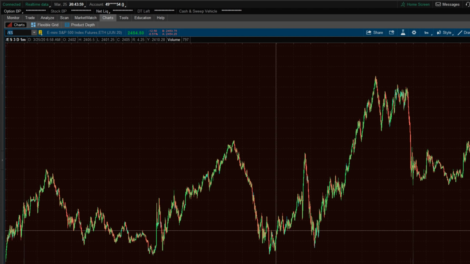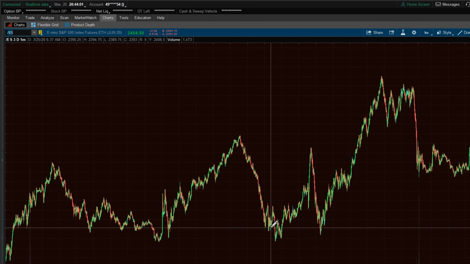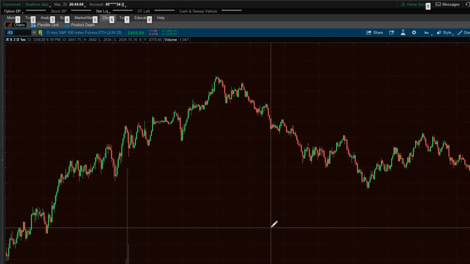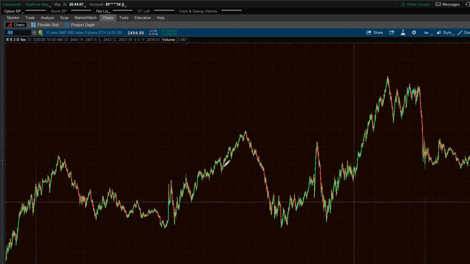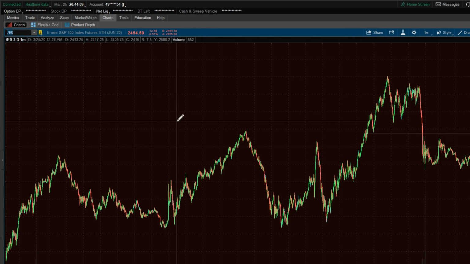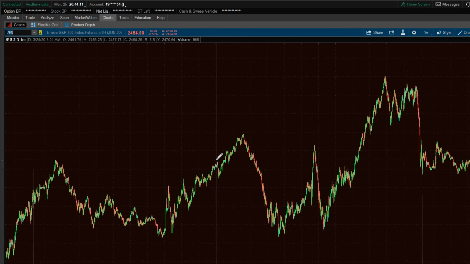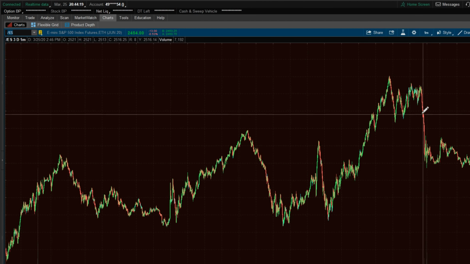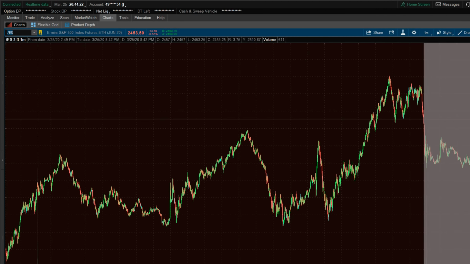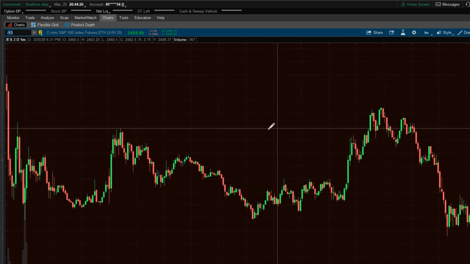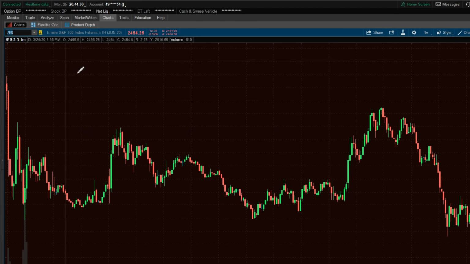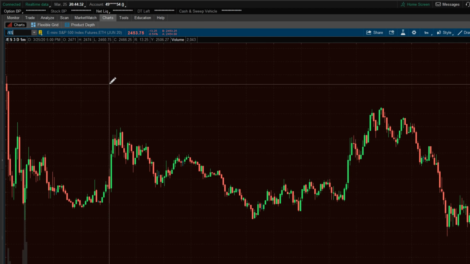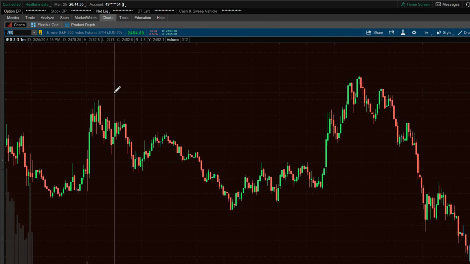They are out there. All right, where was I? I was looking for a cup and handle, I think. All right, so basically a cup and handle. I don't think I can find one here. I don't see one on this chart. Oh, maybe this is one. But it's not a very good one. Let's see.